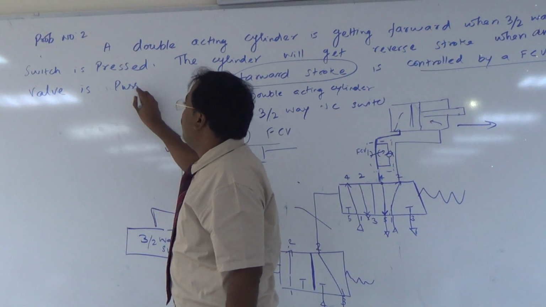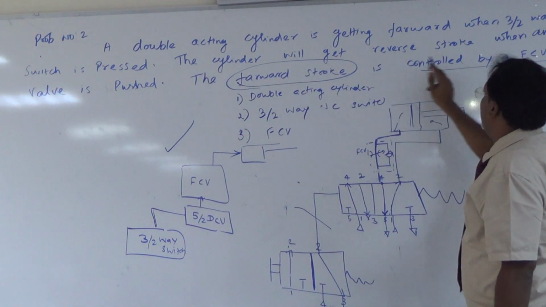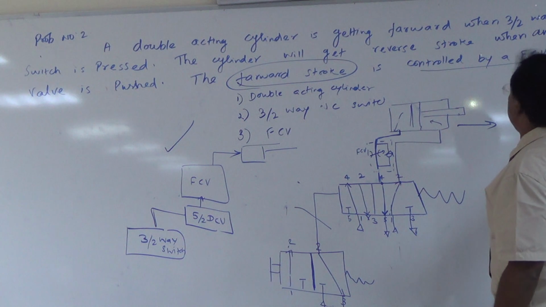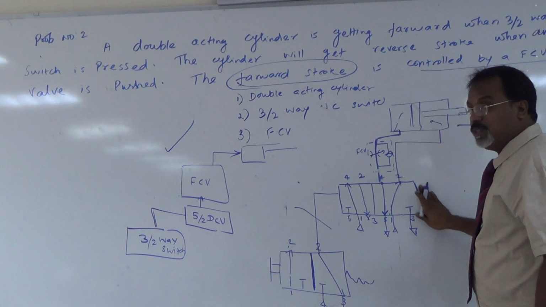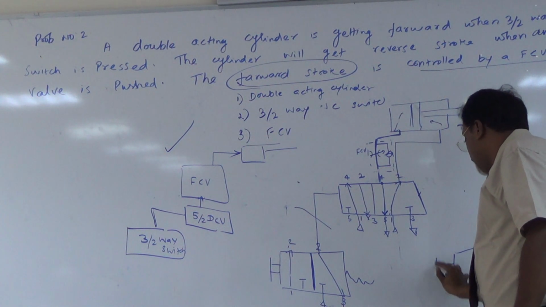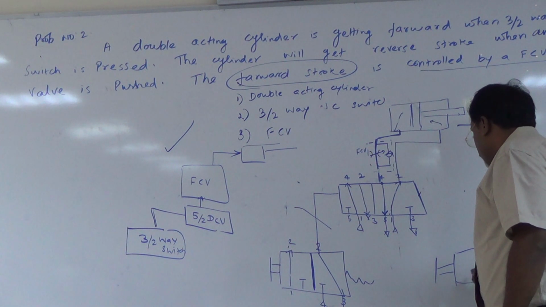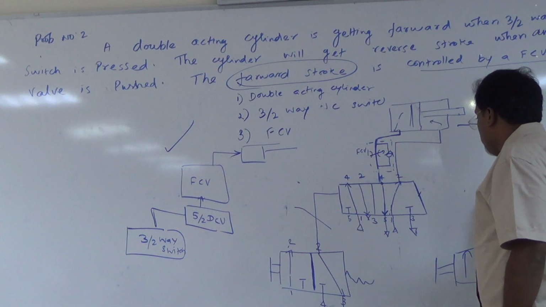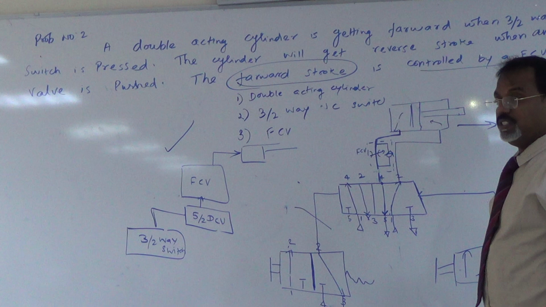Instead of releasing, if I add like this, the cylinder will get reverse stroke when another 3/2 valve is pushed. At that time, you need not have this spring. You are going to have another 3/2 way switch. Okay? Another 3/2 way switch. See, this is the symbol for this. Then you are going to connect here another 3/2 way switch.